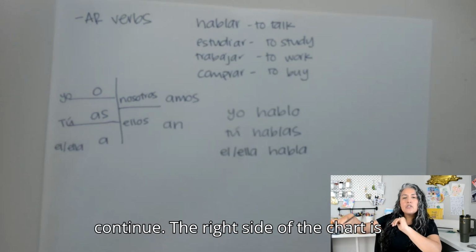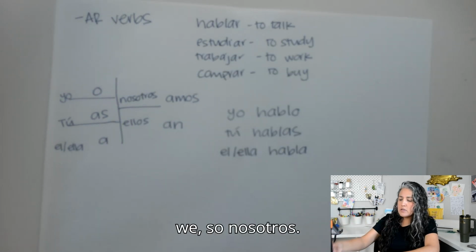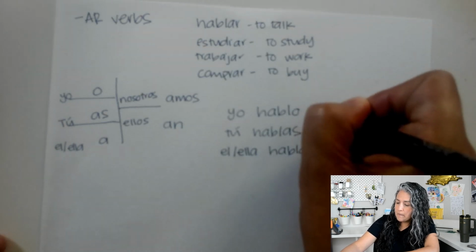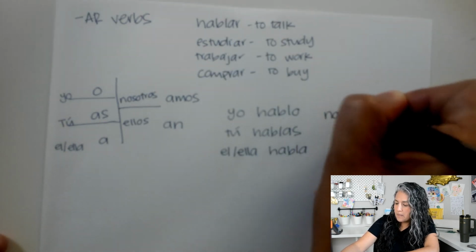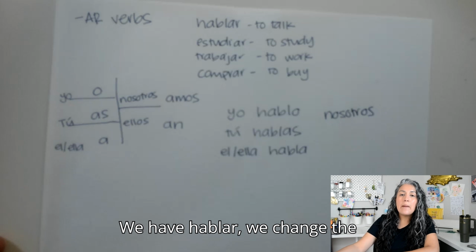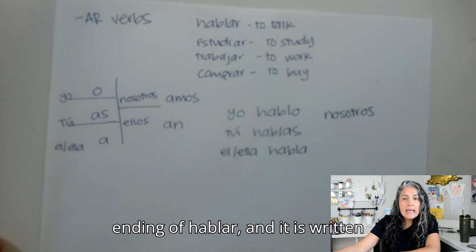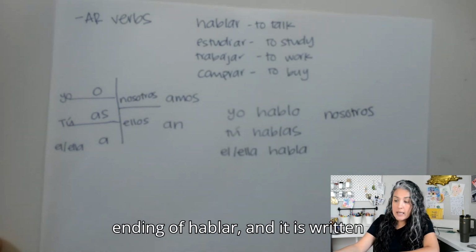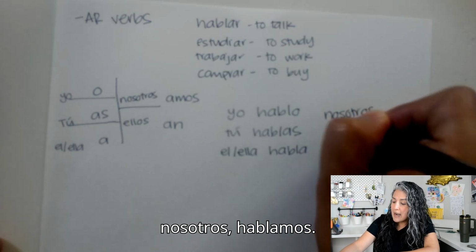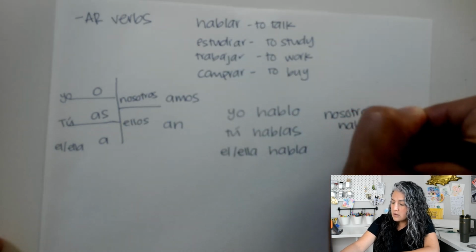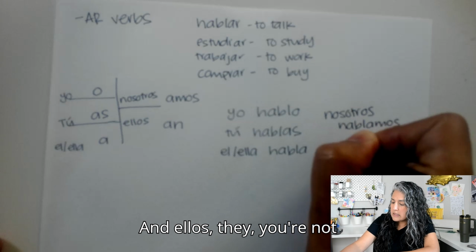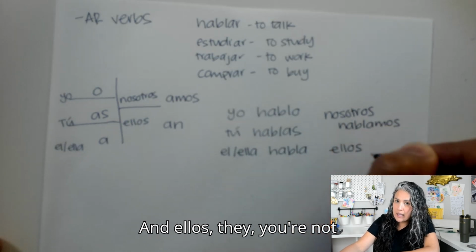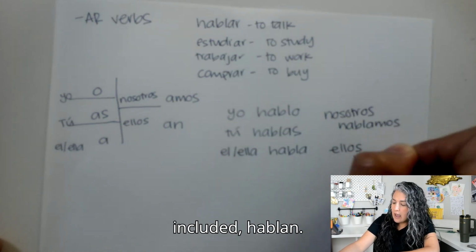The right side of the chart is we. So nosotros. We have hablar. We change the ending of hablar and it is written nosotros hablamos. And ellos, they, you're not included, hablan.